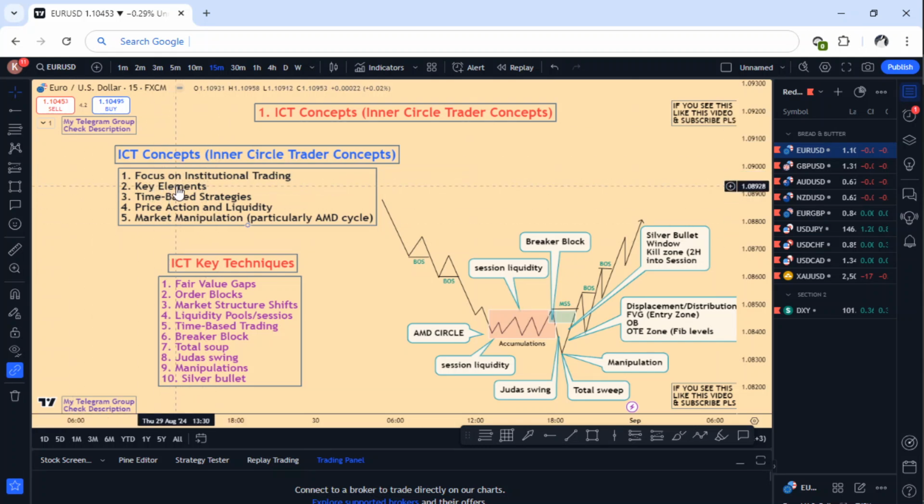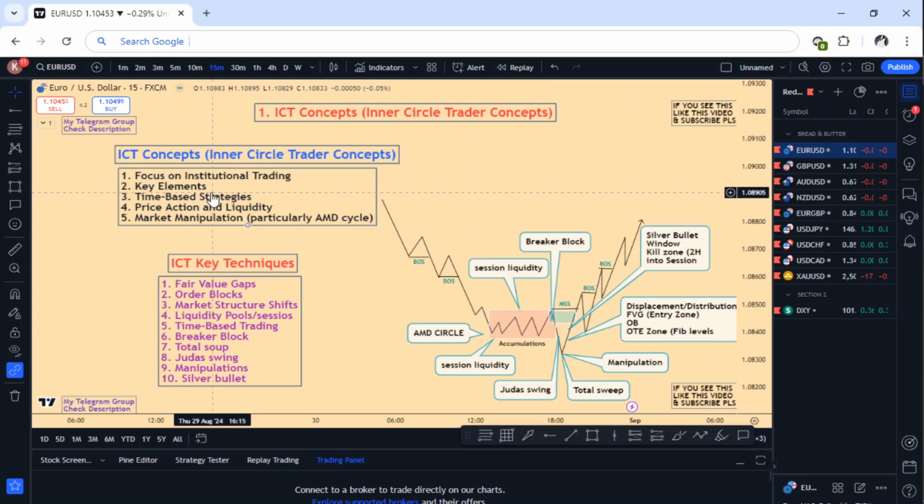Now what about the key elements or techniques? Now ICT uses concepts such as fair value gap, order block, mitigation blocks, breaker blocks, liquidity voids, sell side and buy side liquidity, and market structure shift. Now these elements will help you as an ICT trader to identify potential areas of price reversal or manipulation based on institutional behavior.